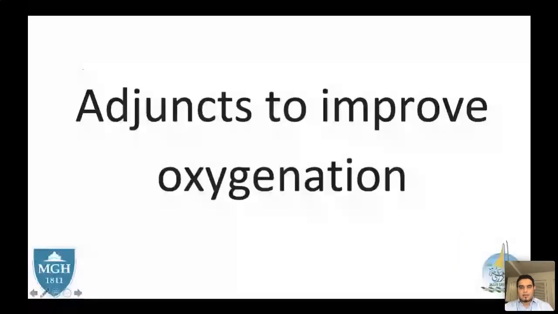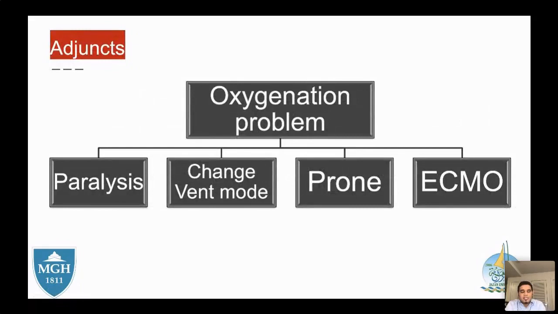All right, so what are your adjuncts? There are 4 things that you can do, and the question asked is which one of these should I do first. There is paralysis. There is a change of vent mode, and we'll talk about APRV. We should talk about each one of them. Then the proning, which switches the patient from supine into prone position, on the tummy, or ECMO.